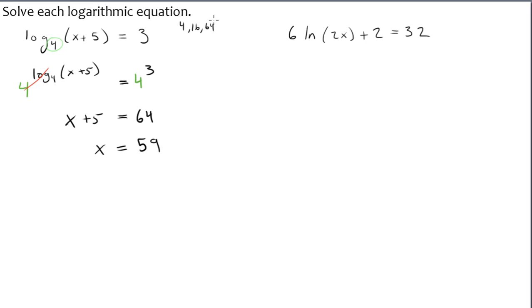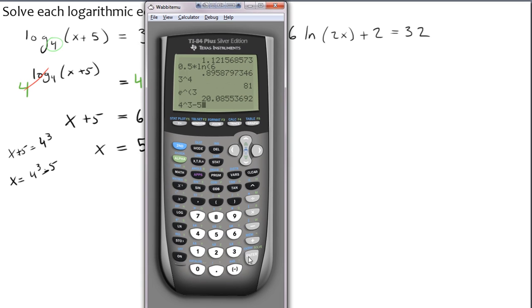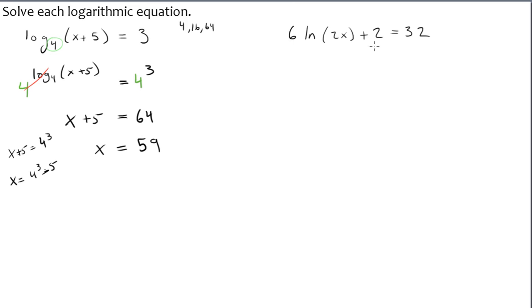And if I didn't know this, I'd put it into the calculator. I'd have x plus 5 is equal to, not 64, 4 to the 3rd, right? And then I'd say x is equal to 4 to the 3rd minus 5, and then I'd grab my calculator and do 4 to the 3rd minus 5 and get 59.